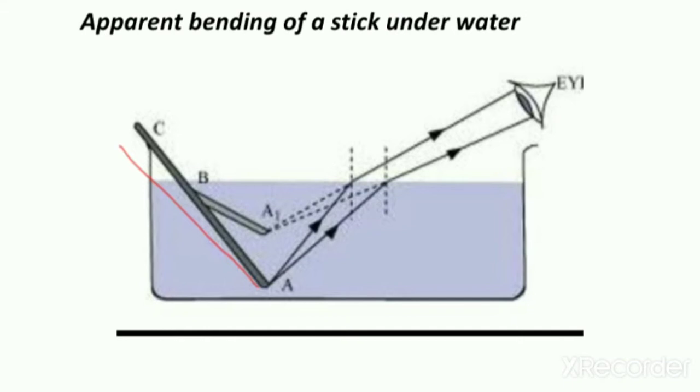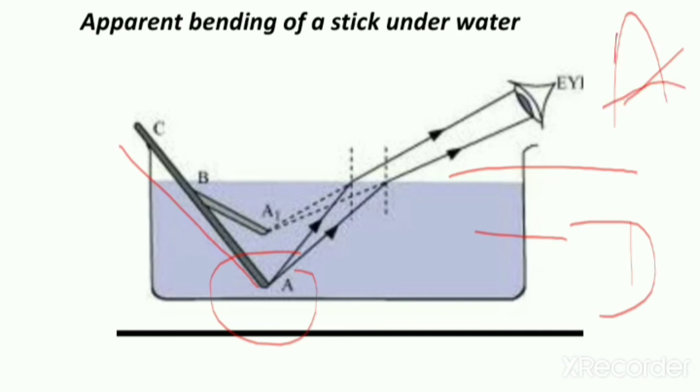So two rays of light from point A strike this air-water interface. So this is water, the denser medium, and air, the rarer medium. We know that when a ray of light travels from a denser to a rarer medium, it bends away from the normal. So these two rays of light, when they strike this surface, will bend away from the normal. So where will they meet? When we extend these two rays in the backward direction.